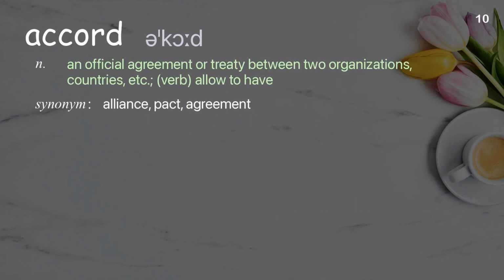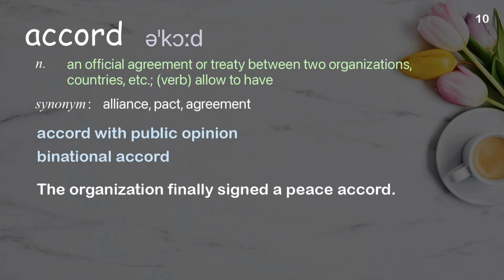Accord. An official agreement or treaty between two organizations, countries, etc. Verb, allow to have. Examples. Accord with public opinion. By national accord. The organization finally signed a peace accord.